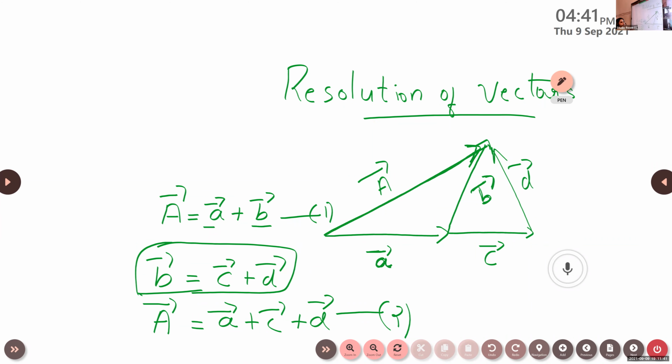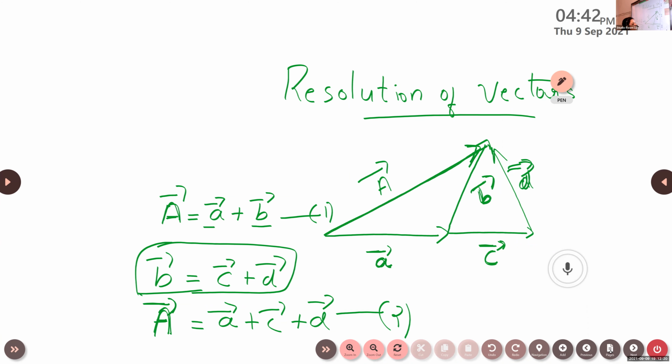Even if we are splitting it into two, the resultant vector is capital letter A. Vector A is equal to vector A plus vector B. Again, we subdivide or split this vector B into vector C and vector D. Even then the resultant vector will be the same, there is no change to the resultant vector. The resultant vector will be the same, that is vector A. So this is what is known as resolution of vectors. Resolution of vectors means the splitting of a vector into two or more components, and as a result, there is no change to the resultant vector.